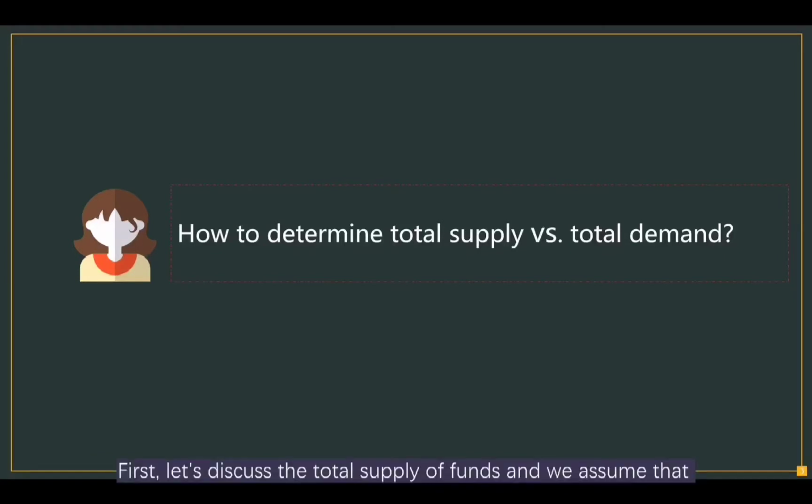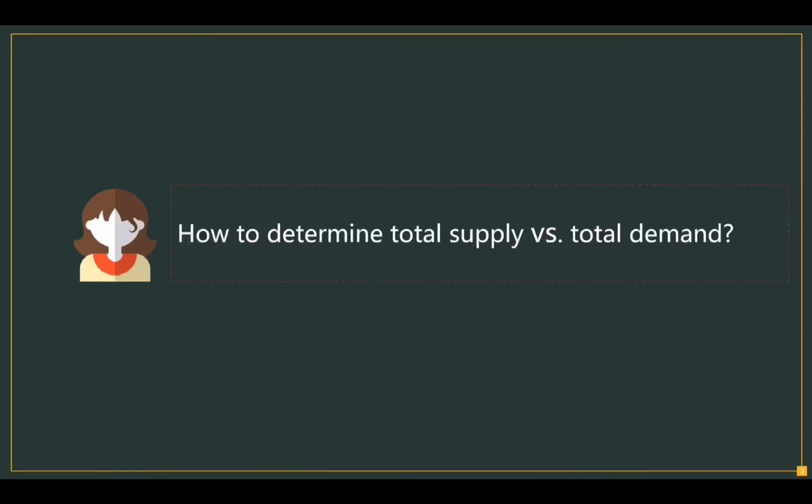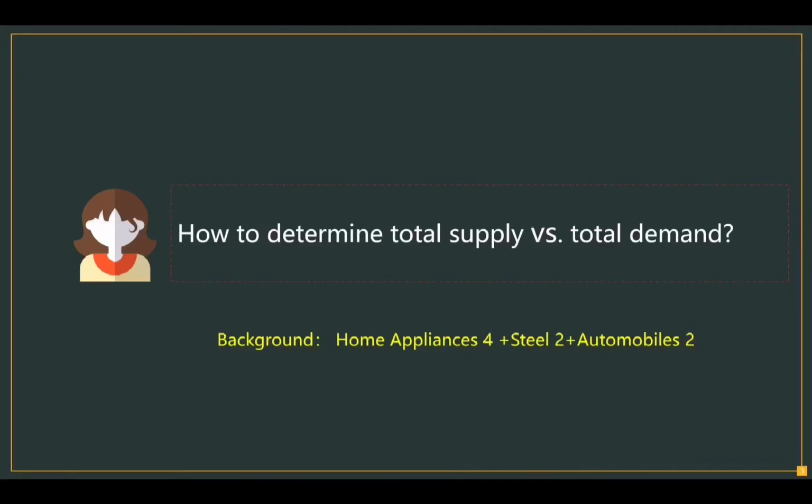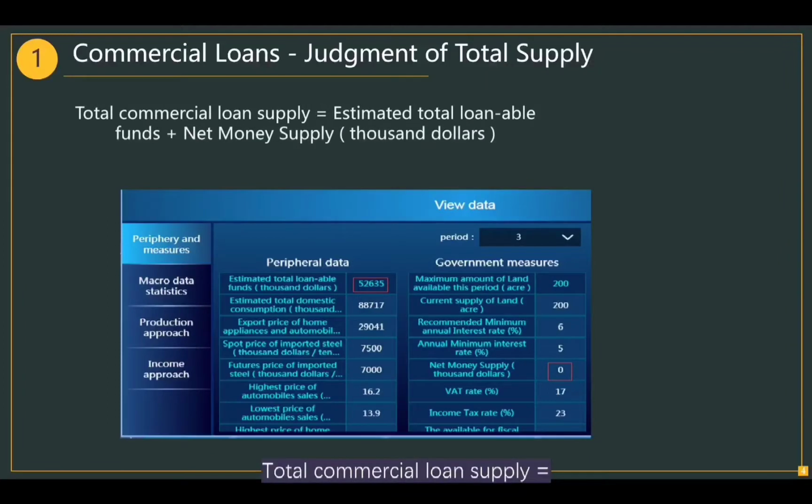First, let's discuss the total supply of funds, and we assume that there are only 8 manufacturers in the whole country. 4 home appliance manufacturers, 2 automobile manufacturers, and 2 steel manufacturers. Total commercial loan supply is equal to estimated total loanable funds plus net new money supply.